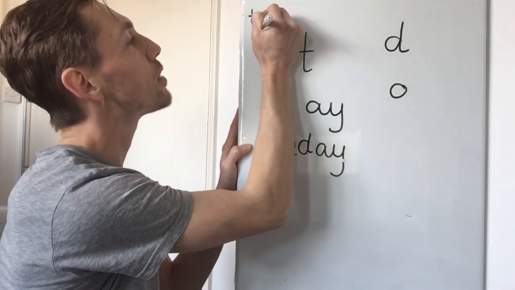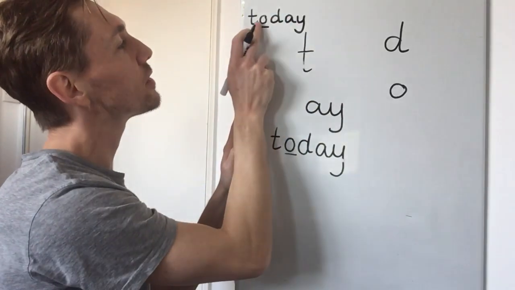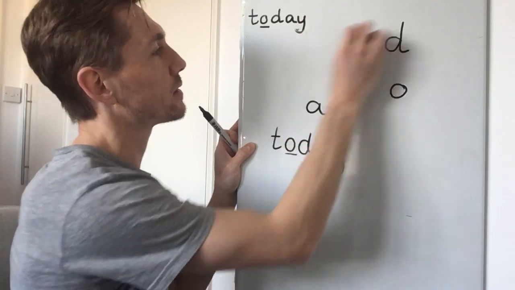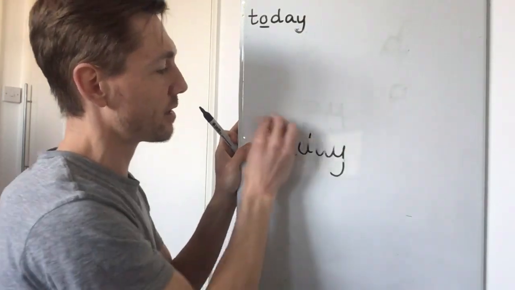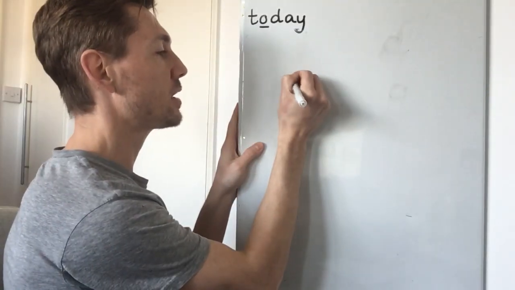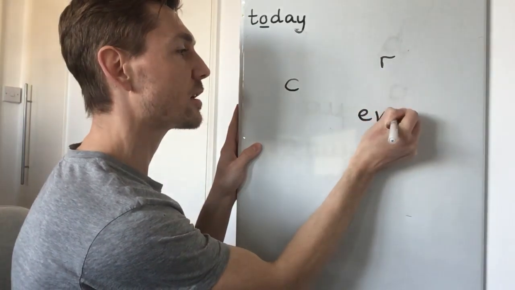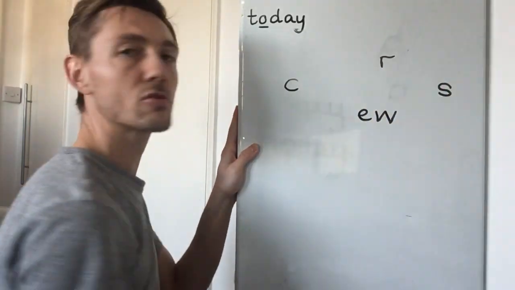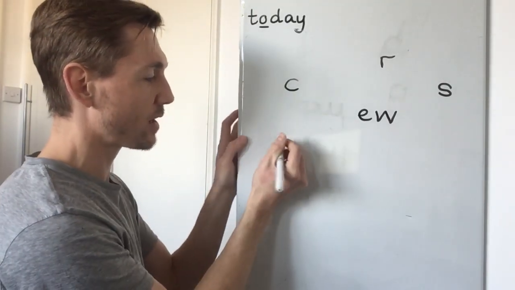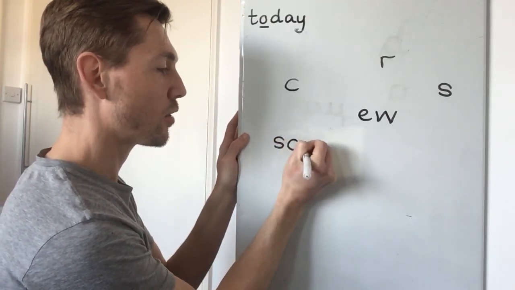T, oo, d, a. Today. Today is Thursday. Next word we're going to have is the word screw. So these are all of the sounds that you need to build the word screw. Again, we're going to bring them down one at a time to build our word. So we say s, k, oo.